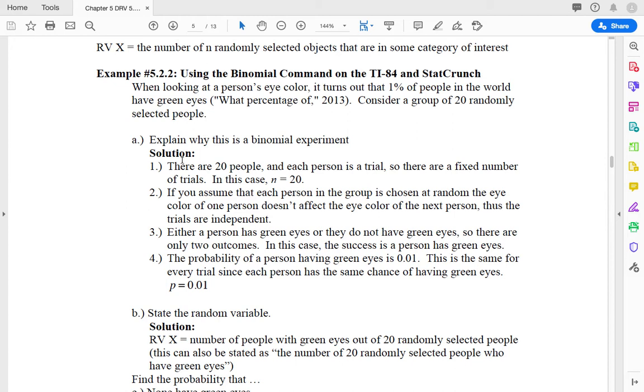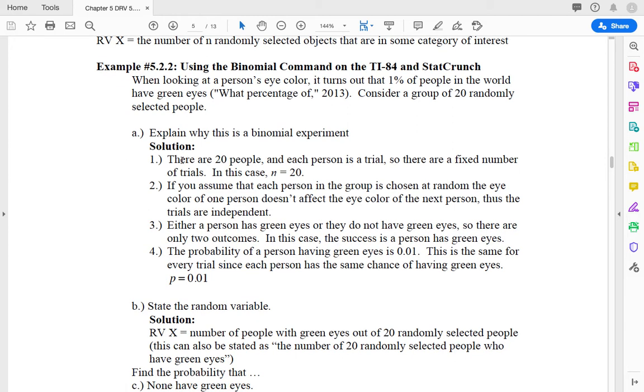So let's check to make sure this all works. One, there are 20 people, and each person is an independent trial, so there are a fixed number of trials with n equals 20. So check, step 1, we're good. Two, if we assume that every person in the group is chosen at random, then the eye color of one person doesn't alter or affect or have any impact on the eye color of the next person that we would randomly choose. So the trials are independent.